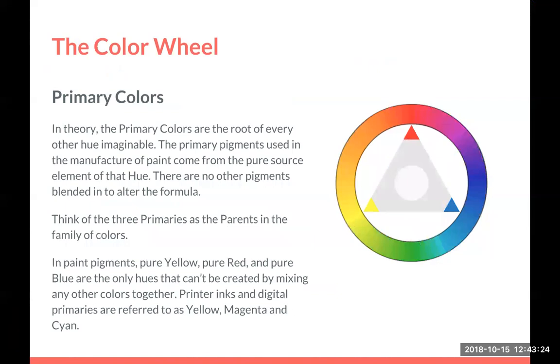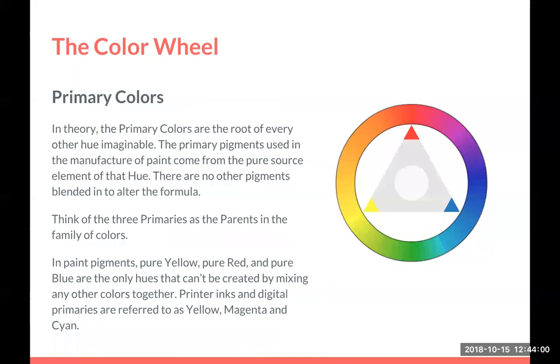So in theory, primary colors are the root of every other hue imaginable. The primary pigments used in the manufacture of paint come from the pure source element of that hue. There are no other pigments blended in to alter the formula. So you want to think of the 3 primaries as the parents in the family of colors. In the paint pigments, pure yellow, pure red, and pure blue are the only hues that can't be created by mixing any other colors together. Printer inks and digital primaries are also referred to as yellow, magenta, and cyan.